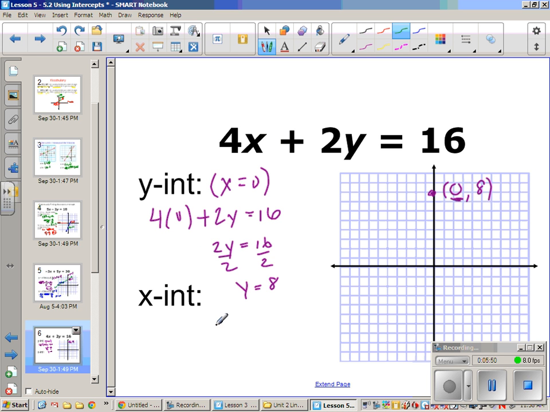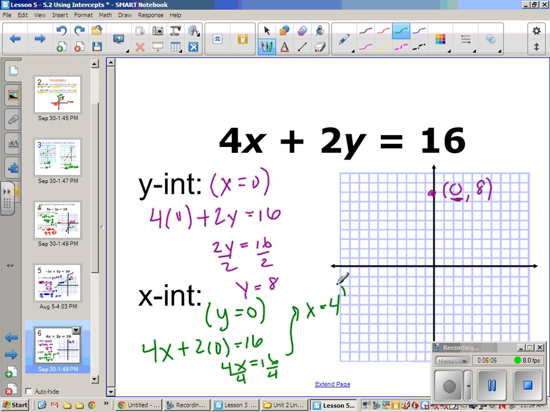And to find the x-intercept, excuse me, that's when y = 0. So you get 4x + 2 times 0 = 16, which really leaves me with 4x = 16. So I'm going to divide by 4 on both sides. I get x = 4. What that means is I go on the x-axis now, the side-to-side axis, and I count 1, 2, 3, 4, and that is the point (4, 0), because I have the y-coordinate of 0 for the x-intercept. And now I can graph the line. So instead of having to solve for y = mx + b on these, I can graph the line just by finding the x and the y intercepts.